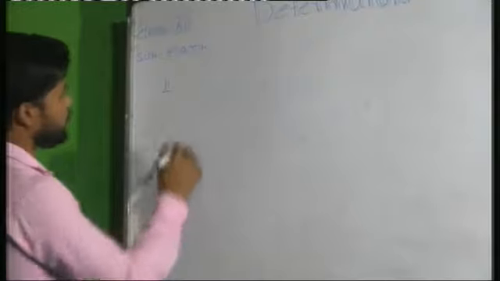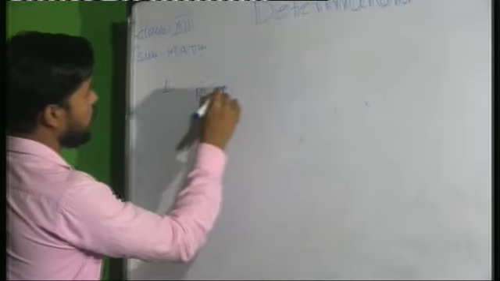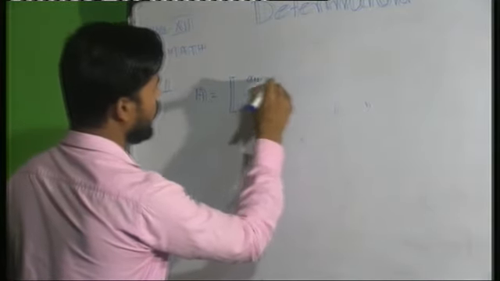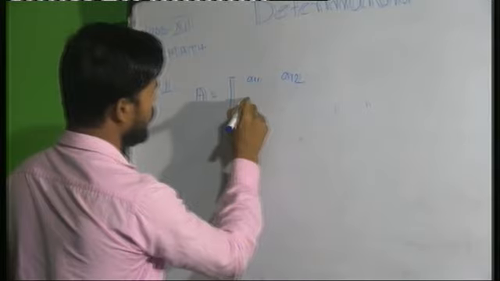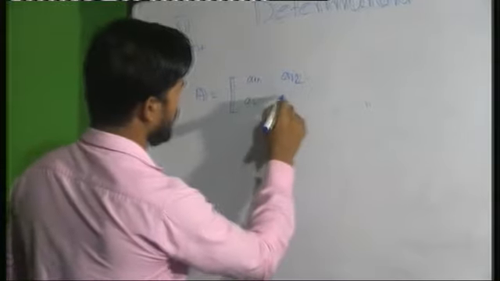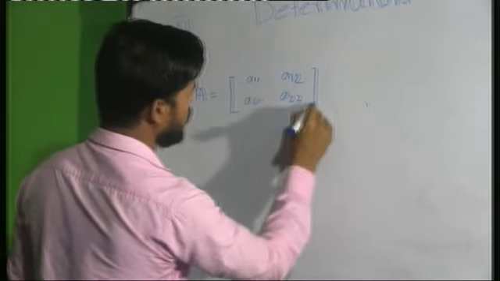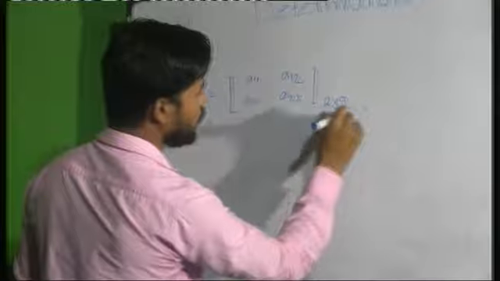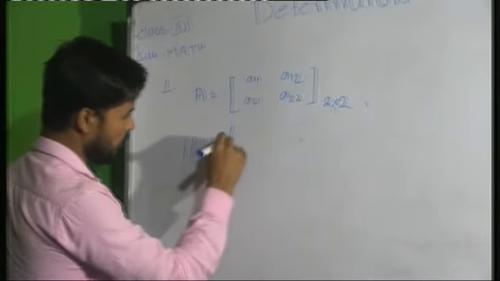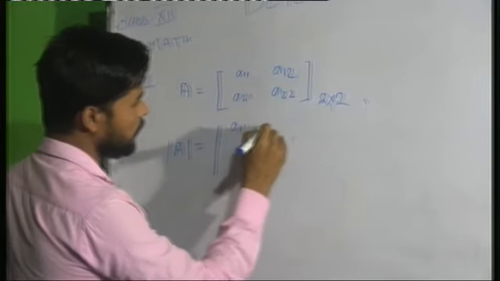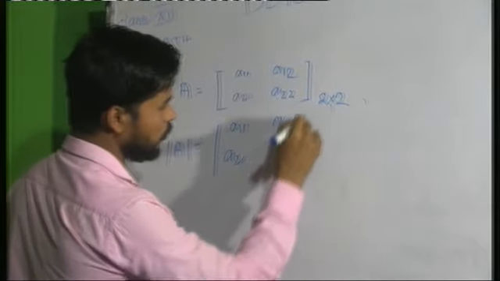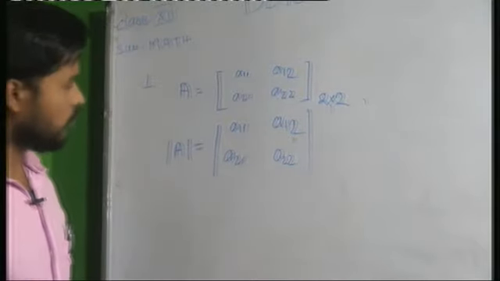Now if I consider a determinant of order 2 cross 2, suppose A equal to a11, a12, a21, a22. So this is a matrix of order 2 cross 2. Now determinant of A is equal to det of a11, a12, a21, a22. Now there is a procedure for how to expand this one.